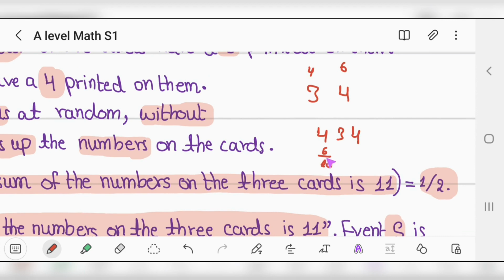It's going to be 6 upon 10 multiplied by 4 upon 9, and then 5 upon 8, and then we just multiply by 3 factorial upon 2 factorial since they are repeated, and this is the answer. Now if I use a calculator, 6 upon 10 multiplied by 4 upon 9 multiplied by 5 upon 8 multiplied by 3 is 1 upon 2. It's the correct answer.